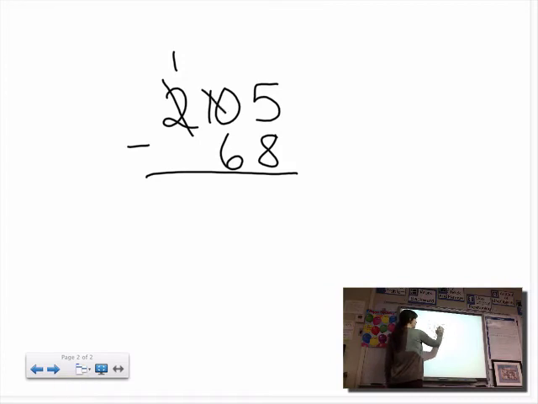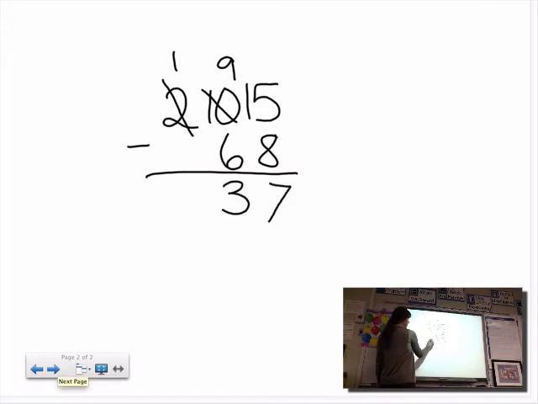When I regroup from the tens place, I cross it out. I'm now left with 9. When I regroup, I now have 15 ones. 15 minus 8 is 7. 9 minus 6 is 3. And 1 minus nothing is 1.